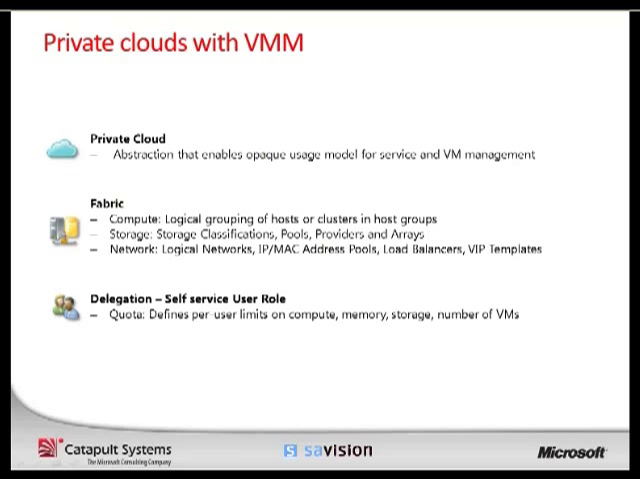Basically, a private cloud is an abstraction tool and opaque usage model for services and virtual machine management. It consists of fabric resources, storage and network, and delegation of self-service roles, all into a layer where the end user is totally invisible of what's going on behind the scenes. They just manage cloud services.